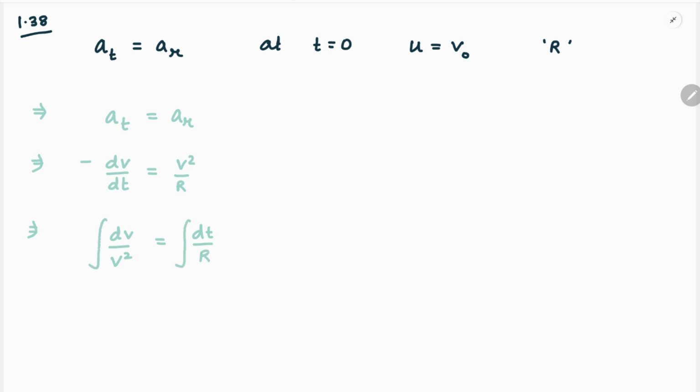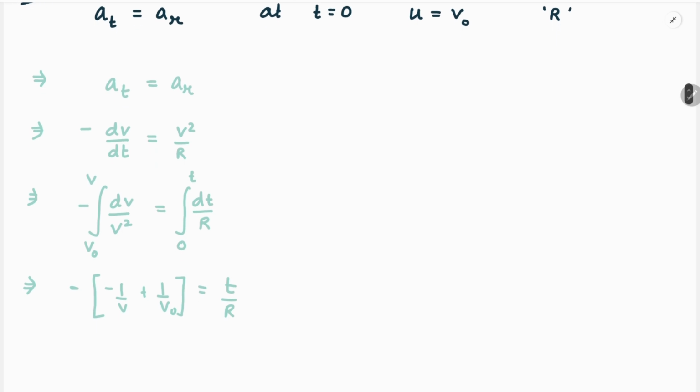then integrating both sides. At t equals 0, the particle is having a speed v naught, and at a time t it will have a speed v. So on solving this one, we will get the answer for the first part, which is asking us to calculate velocity as a function of time. Minus integration of 1 by v square is minus 1 by v. So minus 1 by v plus 1 by v naught equals t by r. And on adjusting the terms here, we write it as v equals v naught r upon v naught t plus r.